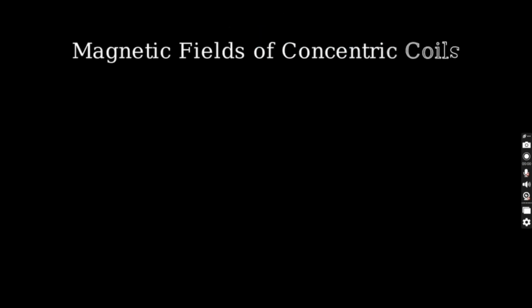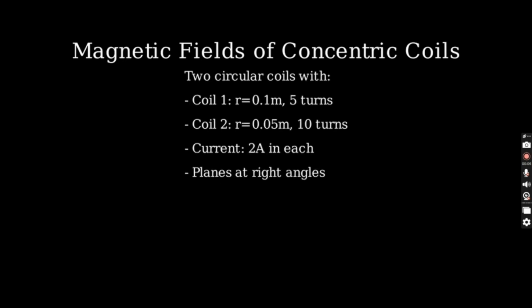Welcome. Today we'll solve a problem involving magnetic fields created by 2 concentric circular coils. We have 2 coils with different radii and number of turns arranged at right angles to each other. Let's find the resultant magnetic field at their common center.